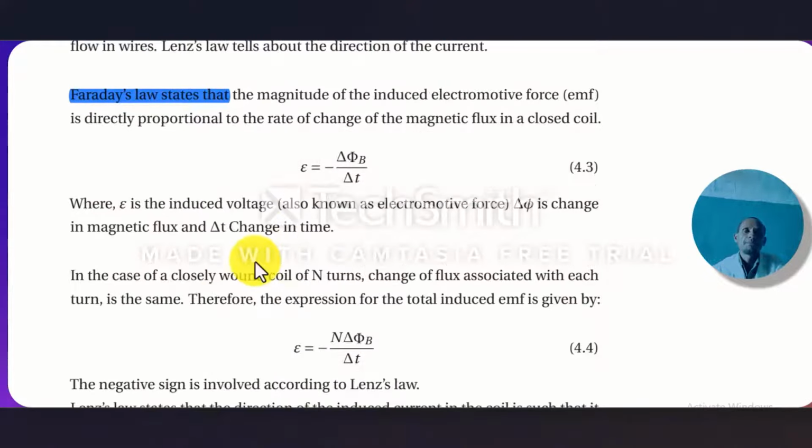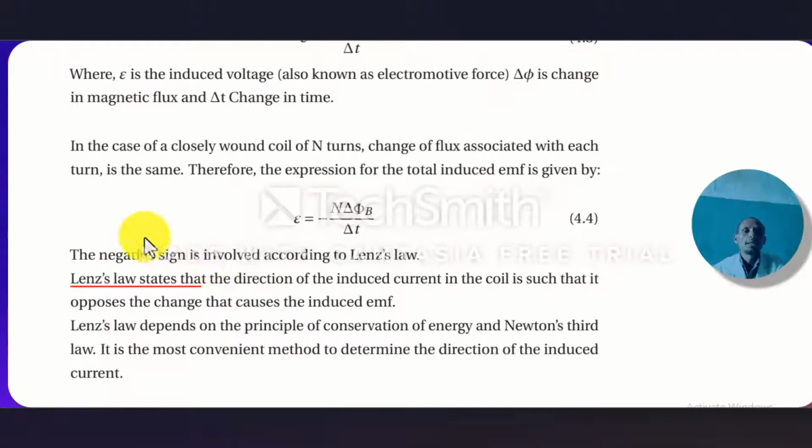In the case of a closely wound coil of N turns, the change in flux associated with each turn is the same. Therefore, the expression for the total induced EMF is E equals minus N delta phi over delta t. The negative sign comes from Lenz's law. Generalizing, Lenz's law states that the direction of the induced current in a coil is such that it opposes the change that causes the induced EMF.